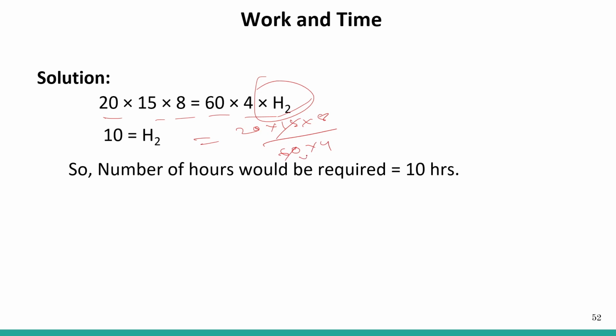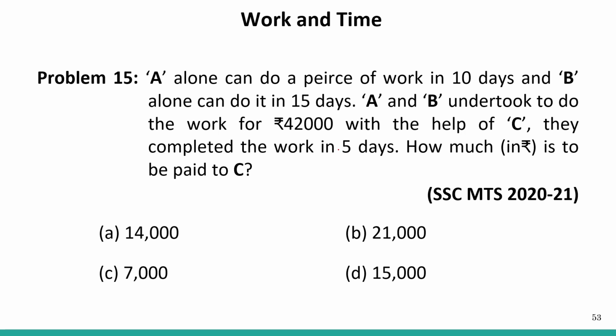So 15 is 4. So 20 into 8 by 60. So this is 2. So this is 10. So 10 will be H2. So H2's value is 10. So the number of hours required will be 10 hours only. Okay. So let's see problem number 5.